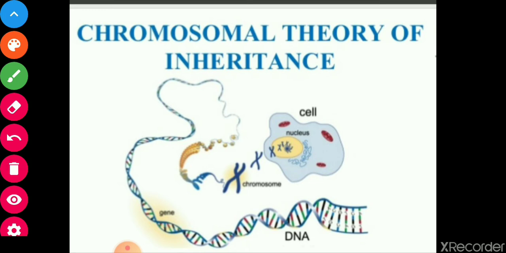Now the next topic is the chromosomal theory of inheritance. You know, the chromosomes are present in the cell nucleus and are formed of DNA. So, chromosomal theory of inheritance, because chromosomes have genes for different characteristics and they transfer the genetic information to the next generation.